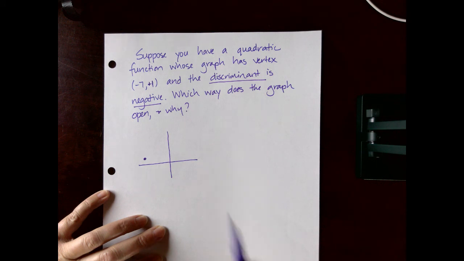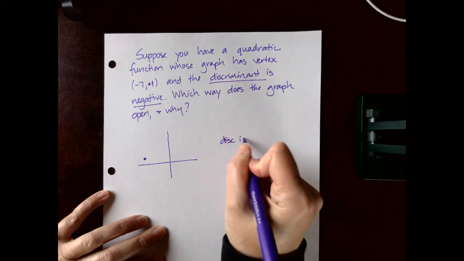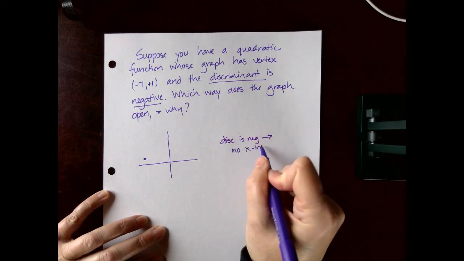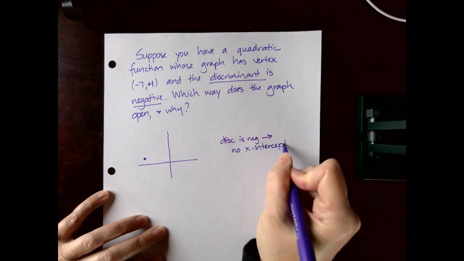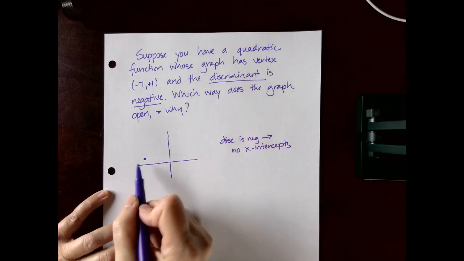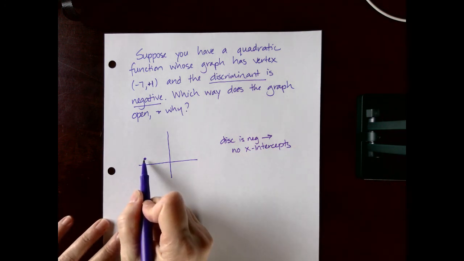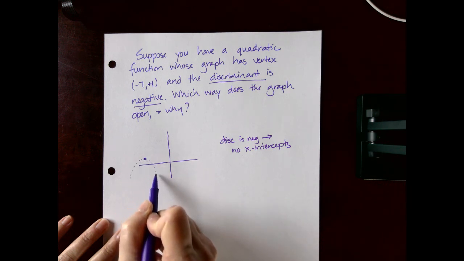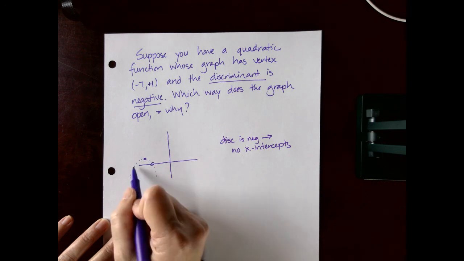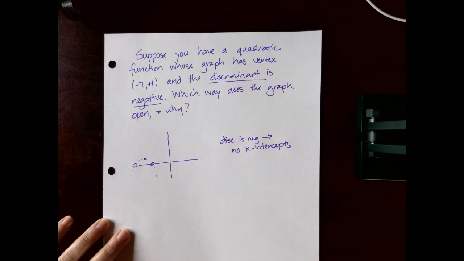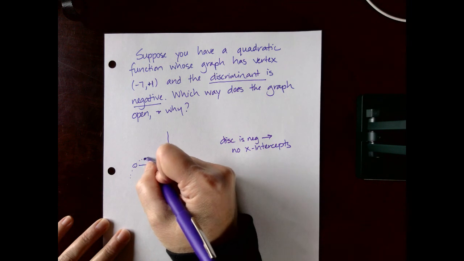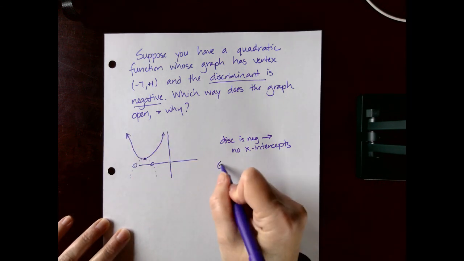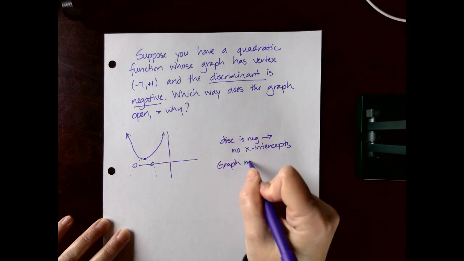And so then I have to remember that if the discriminant is negative, that indicates that there are no x-intercepts for the graph. So if I come over here and I try to draw something with no x-intercepts, and I draw it downward first, I realize, oh, if it opens downward, then I'll have 2 x-intercepts. I don't want that. So it's going to have to open upward so that we don't have any x-intercepts. So the graph must open upward.